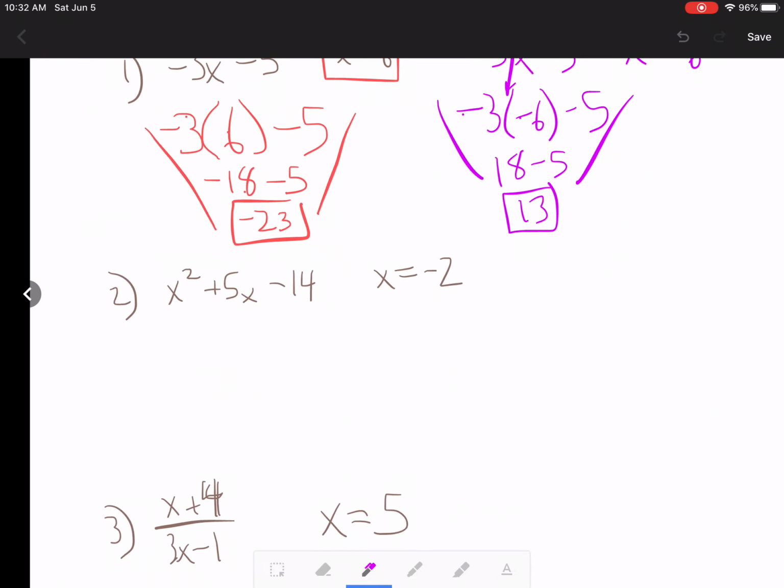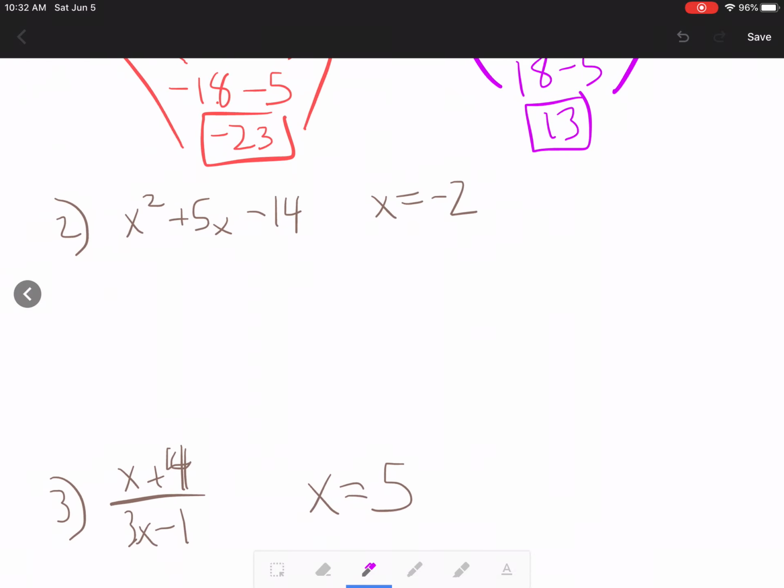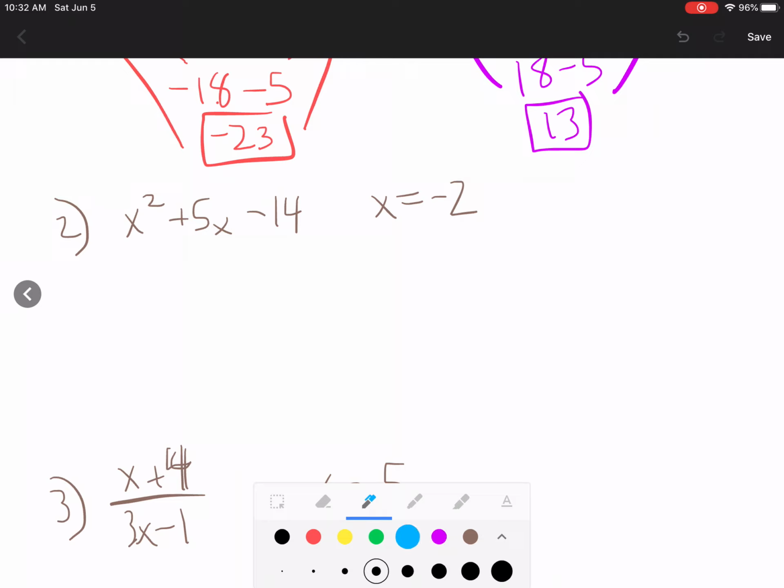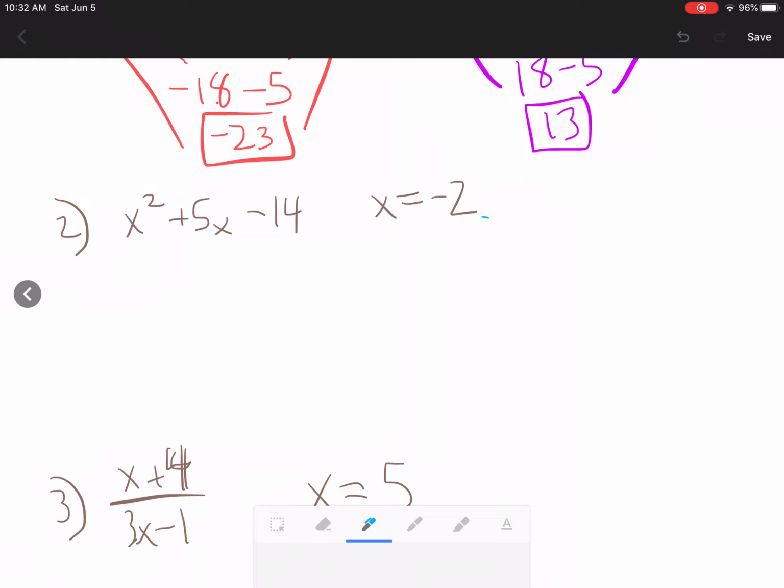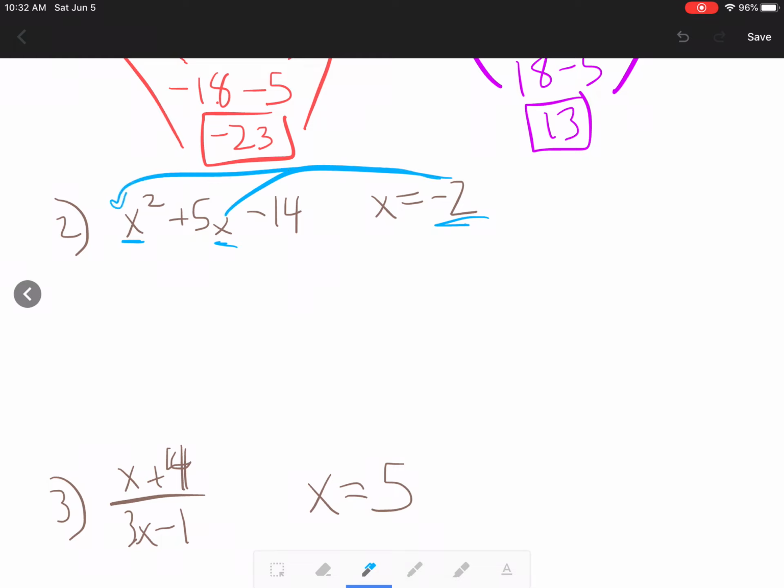All right, let's go to number 2. Switch over to blue. We're going to take this negative 2, and with this one we have two variables. So we're going to take the negative 2 and put it in for both of them.